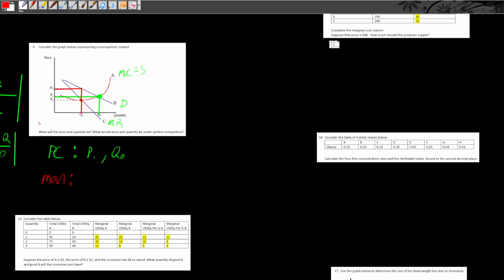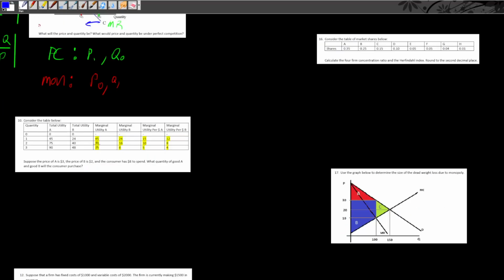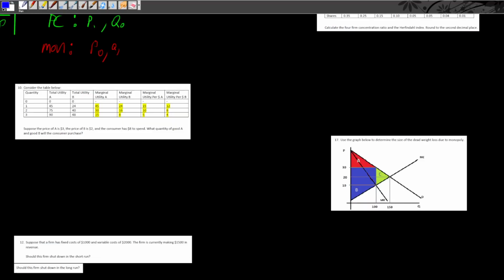So for the monopolist, we end up with Q1 and P0. And just to compare the outcomes, we can see that it is a higher price and a lower quantity, which is the expected difference in market outcome whenever we have a monopolist rather than a perfectly competitive producer. All right, so the next one here is a consumer problem.